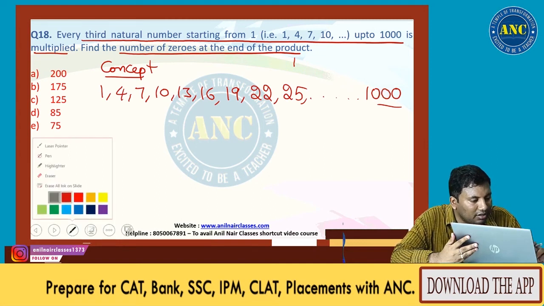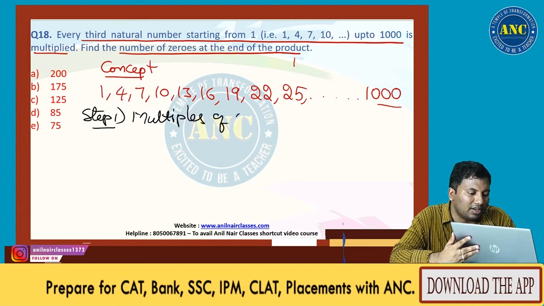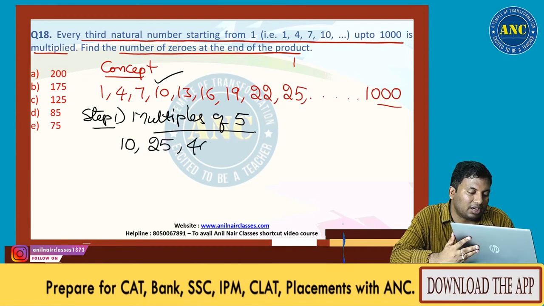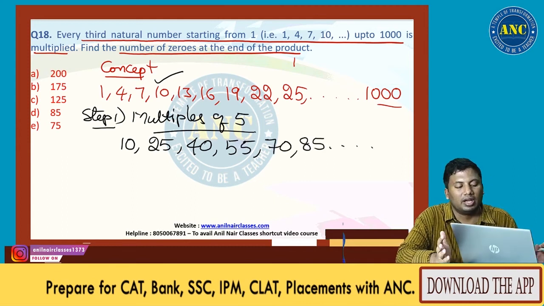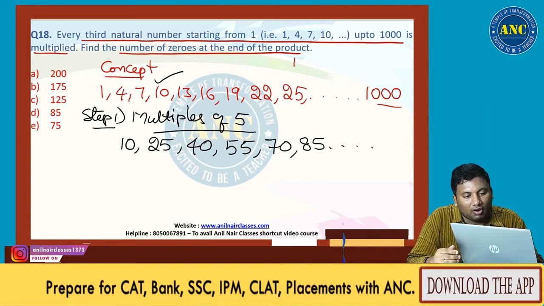Step number 1. Finding the number of zeros means finding the multiples of 5. Where are all the multiples of 5? First is 10. Next is 25. Again increase by 15: 40, again 55, again 70, again 85 and so on. Are you all with me? 10, 25, 40 and so on. All these numbers are multiplied.